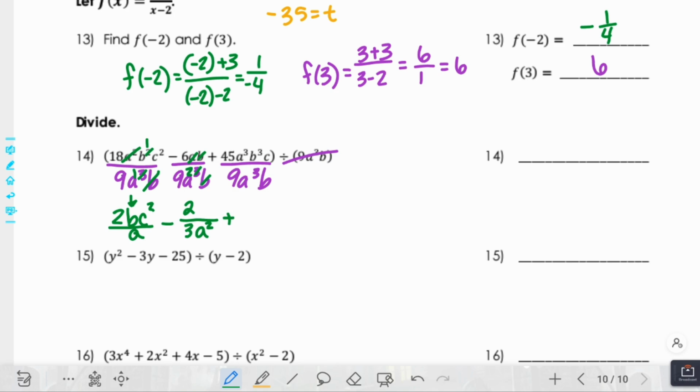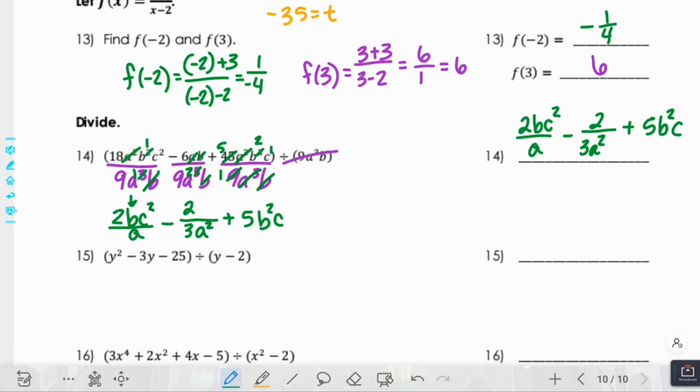Then I've got 45 divided by 9. That's going to leave me with 5 over 1. So that's a 5. A cubed divided by a cubed, my a's are gone. B cubed divided by b, I'm left with 2 b's in the numerator, and then of course c there with a 1. So that's going to be 5b squared c. So your final answer for 14 is 2bc squared all over a minus 2 all over 3a squared plus 5b squared c.